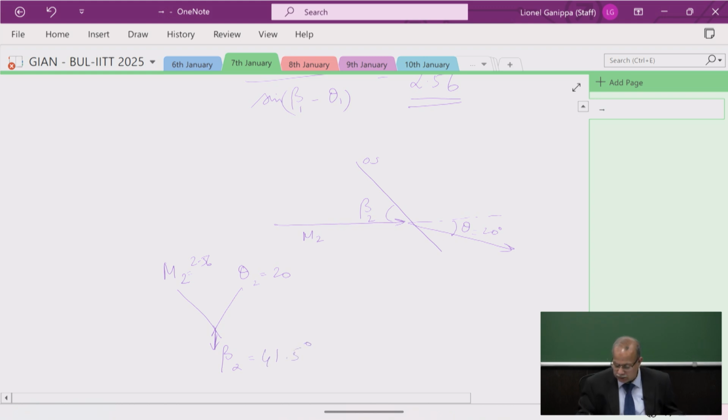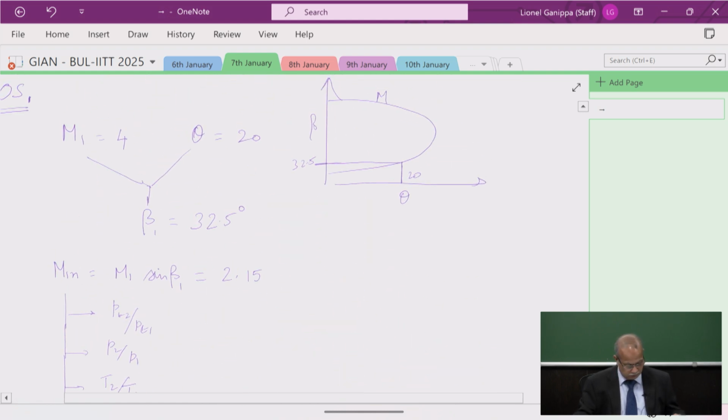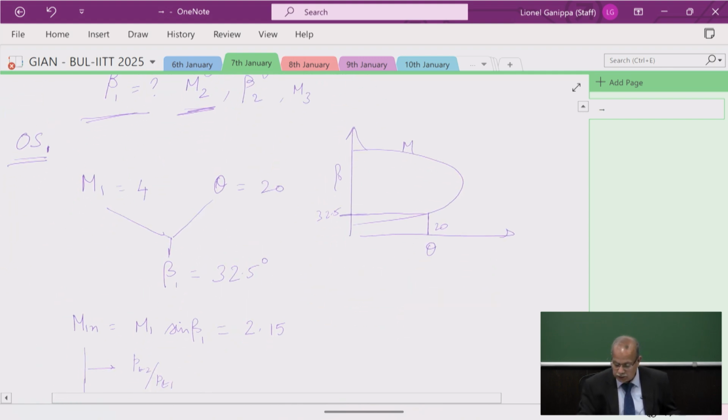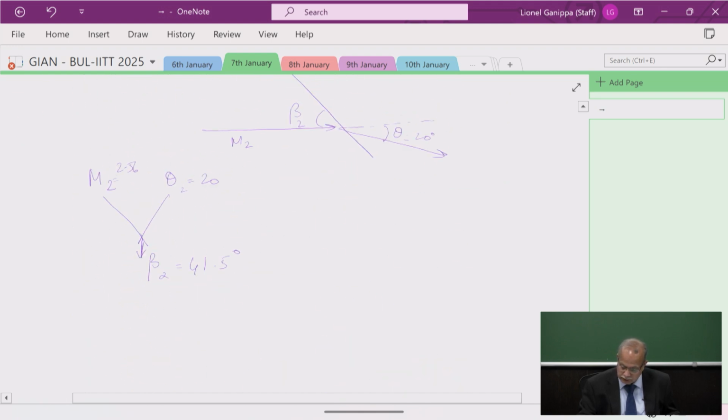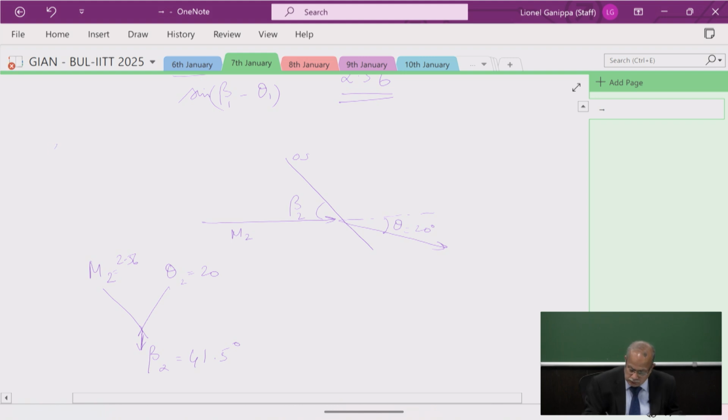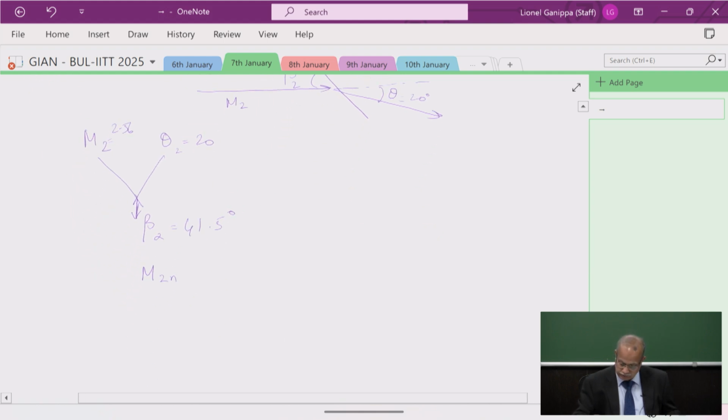Forty 41.5 degrees. So finally we are asked to find out M3. So then we find, now again before we proceed to this, put this as oblique shock 2, that's the title there, because again we are looking at M2n, which will be M2 sine beta 2, because you find M2n for each and every shock.